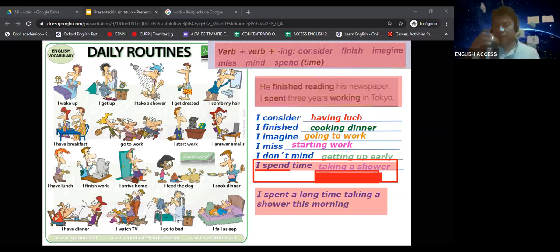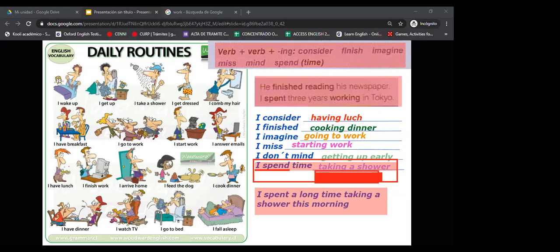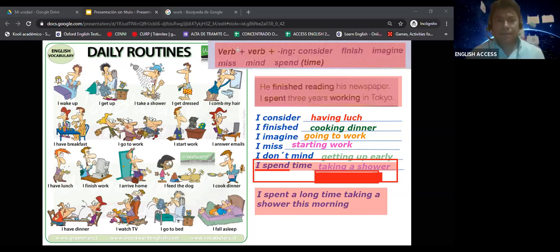Can we change to the next? Let's go to the next one.